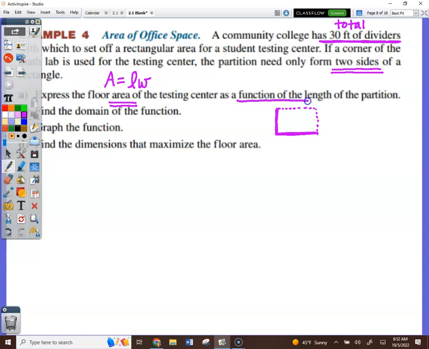This is telling you right here. Remember in the last problem it was d of t. D meant distance in terms of time. This is express the area in terms of length. So this means we have to write a function for the area in terms of the length. So this is A of L. Does that make sense?